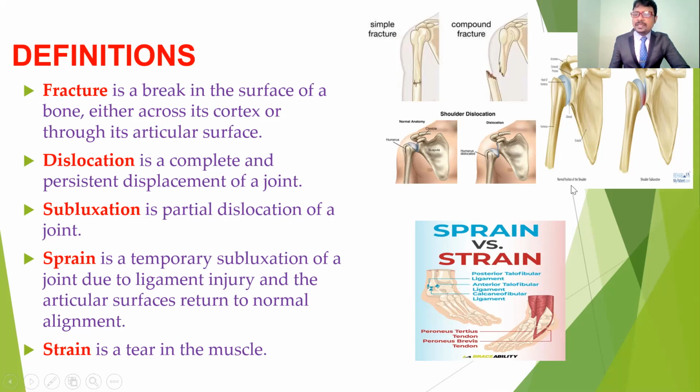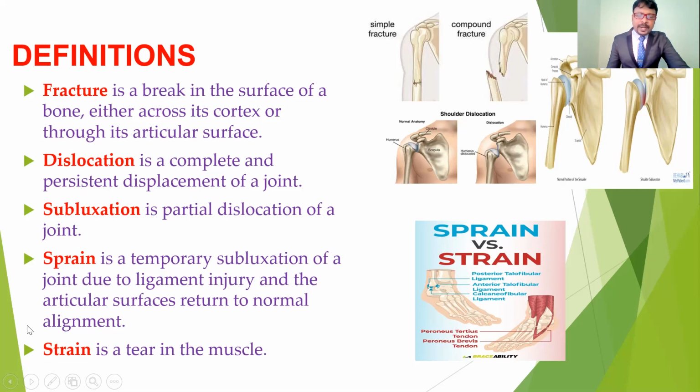Next is subluxation. This is a partial separation of the joint surfaces. If you see here, this is a normal shoulder joint, completely attached to the glenoid cavity. In subluxation, it is partially separated from the glenoid cavity. In dislocation, it is completely separated from the glenoid cavity.